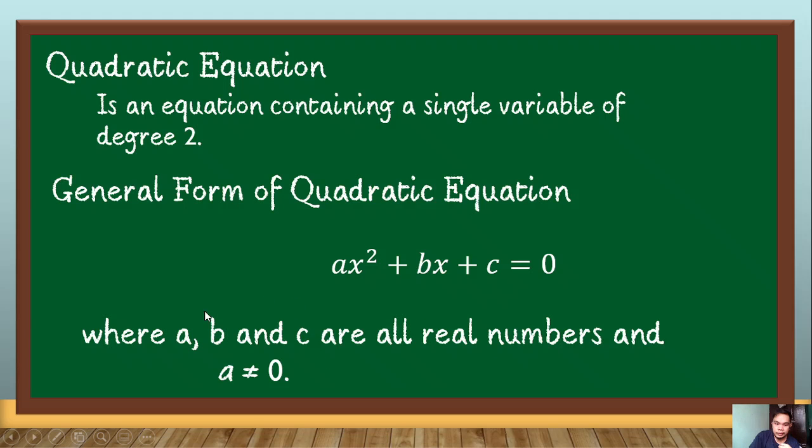Yung a, b, and c, these are all real numbers. A is the numerical coefficient of x squared. B is the numerical coefficient of x. And c is the constant of the equation. And a must not be equal to 0. Bakit kaya bawal maging 0 si a? Because if a is equal to 0, then we will not have the ax squared term. We will only have bx plus c, which is not a quadratic equation since we don't have the exponent 2. So it is important that a is not equal to 0.